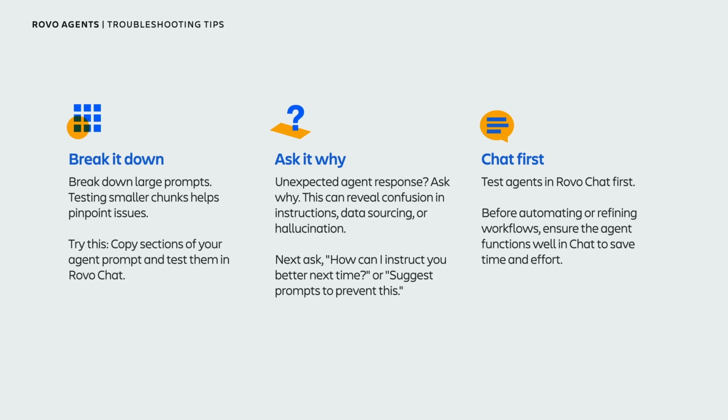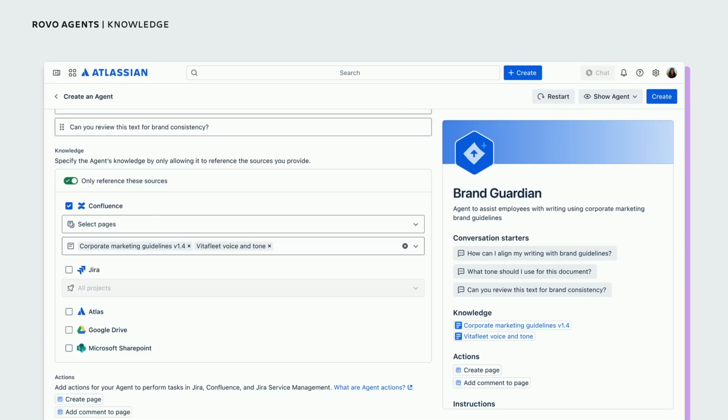So break it down. Don't forget to ask it why. Ask it, what should I tell you next time so you don't do that again? And test it in chat first.